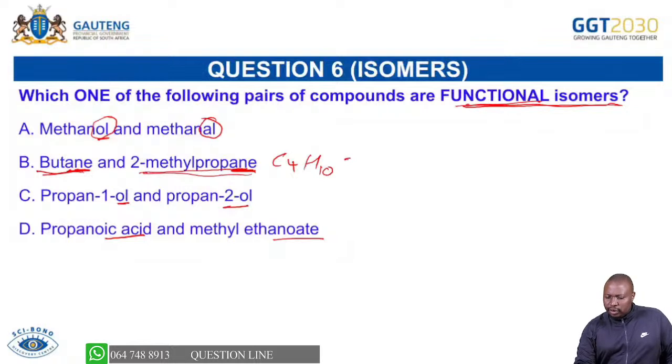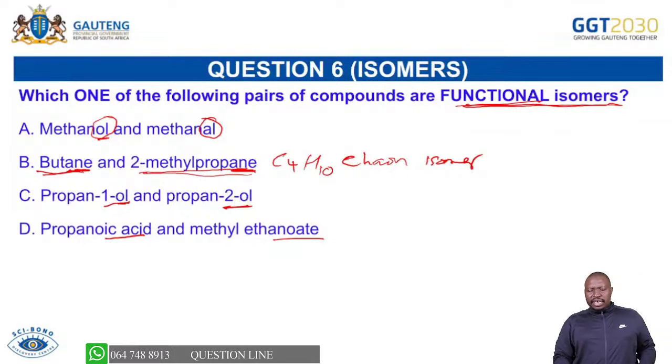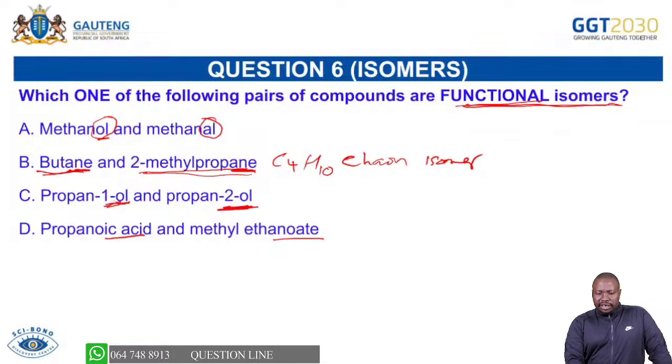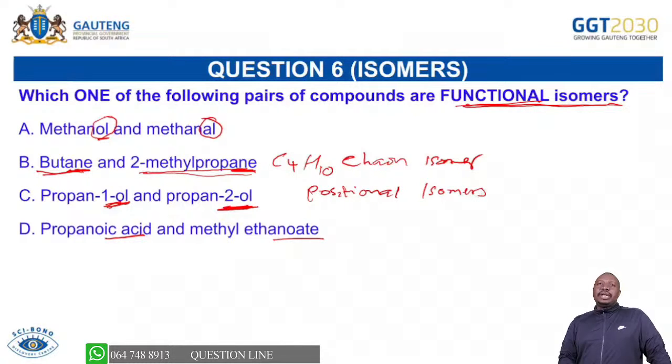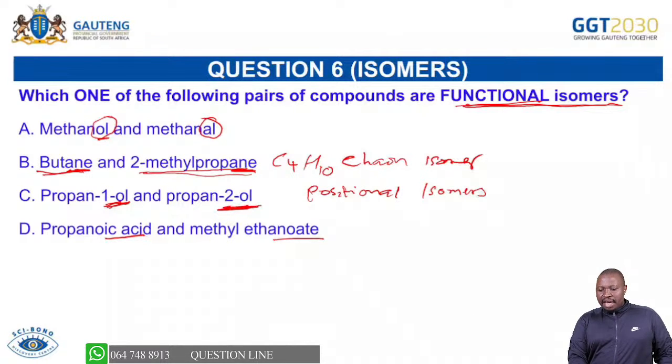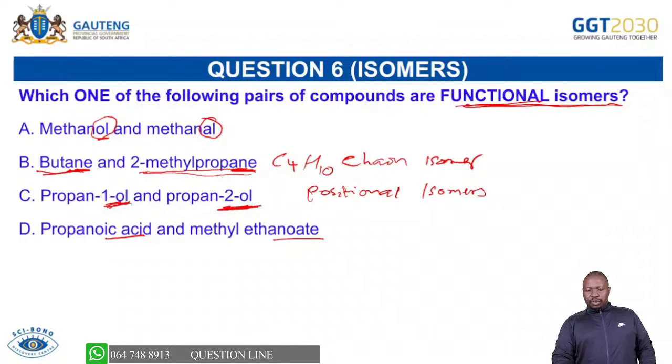So you are able to see that this one was a chain isomer, and then propan-1-ol and propan-2-ol. Here what is changing is the position of the OH functional group. The OH is in carbon number 1, the OH is in carbon number 2. So these must be positional isomers, because we said positional isomers have the same molecular formula but different position of the substituent, of the side chain, or the functional group. So the functional group here has a different position. So you're able to see this is a positional isomer.